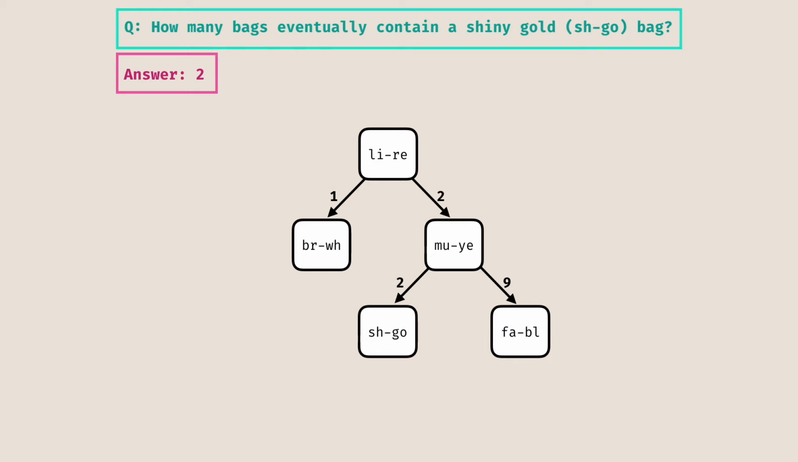By the way, in this problem, they're really asking for the number of different bag colors that can eventually contain a shiny gold bag. And the reasoning is, if I look at this diagram right now, it's really more or less a tree, right?